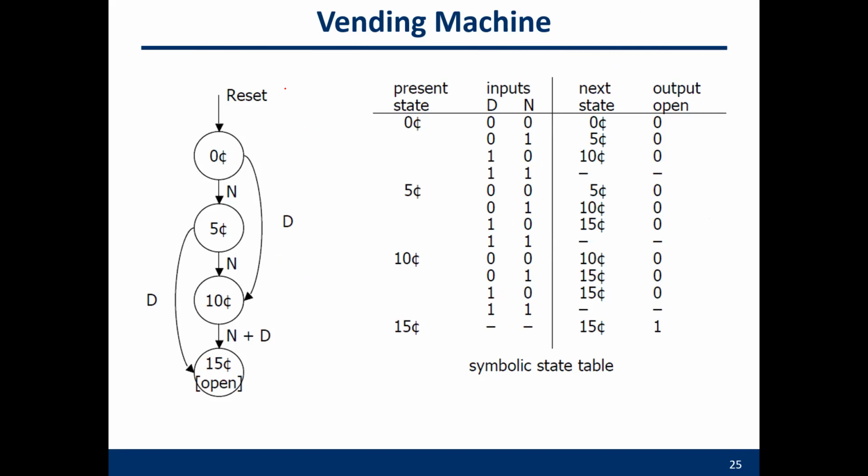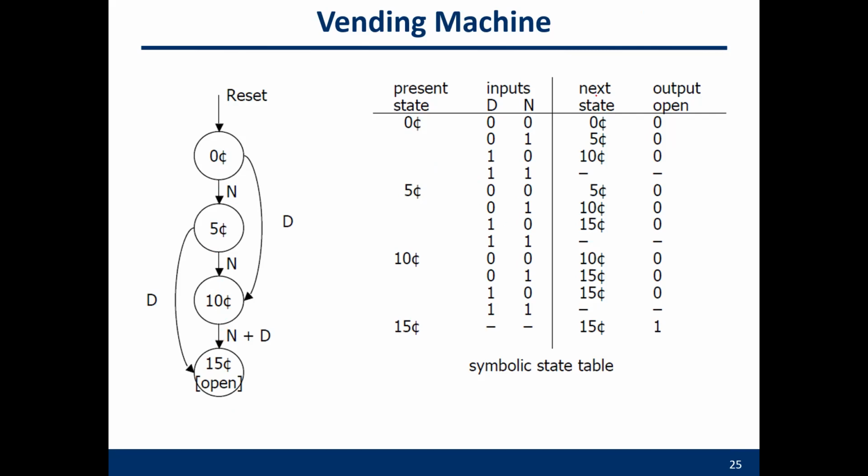And this example is the finite state machine example with the truth table. In this example, we have 4 states. And because the output depends on the state, only this one is open. All the other states here are closed. So this machine is actually a Moore machine.